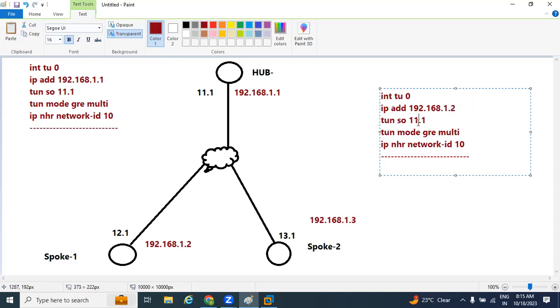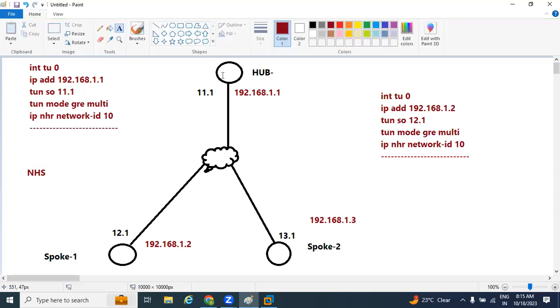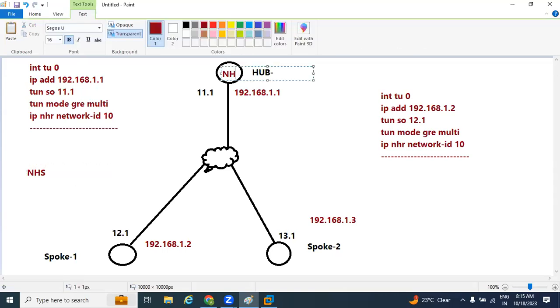On spoke 2, 12.1. Network ID is common. Now what we have to do is, we have the concept of NHS. Who would be the NHS here? The hub is my NHS.